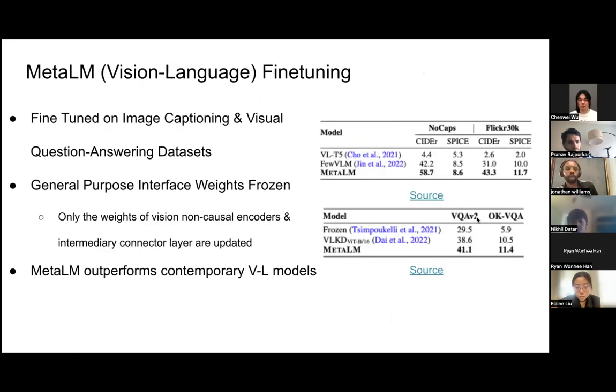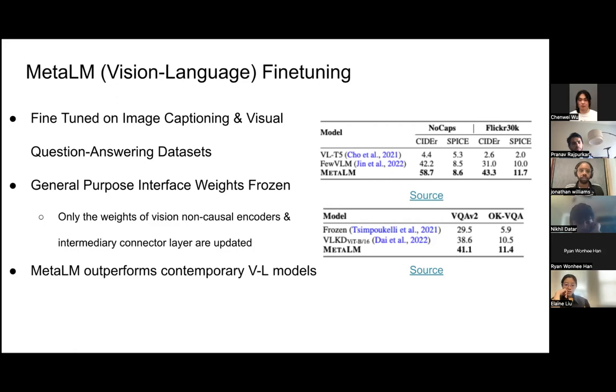And MetaLM was also used for vision language tasks. So it was fine-tuned on image captioning data sets and then visual question answering data sets. So image captioning, basically, you throw an image at the model and it provides a caption. And then visual question answering is you throw an image at the model and a question, and it has to take in information from both the question itself and the image and provide an answer.